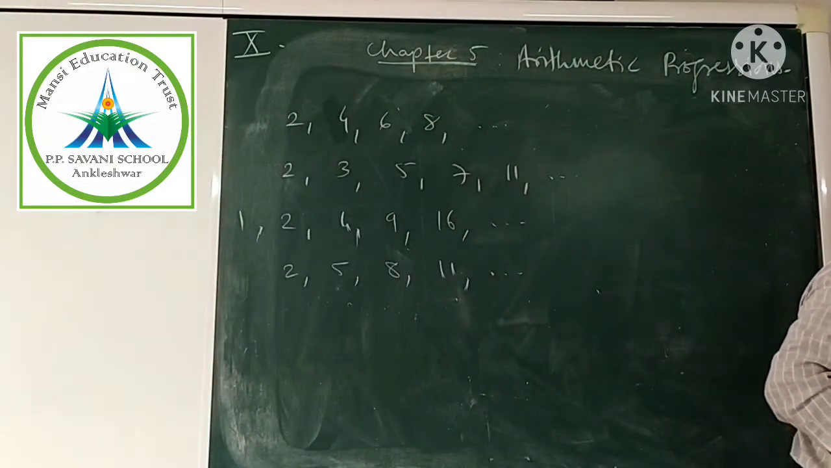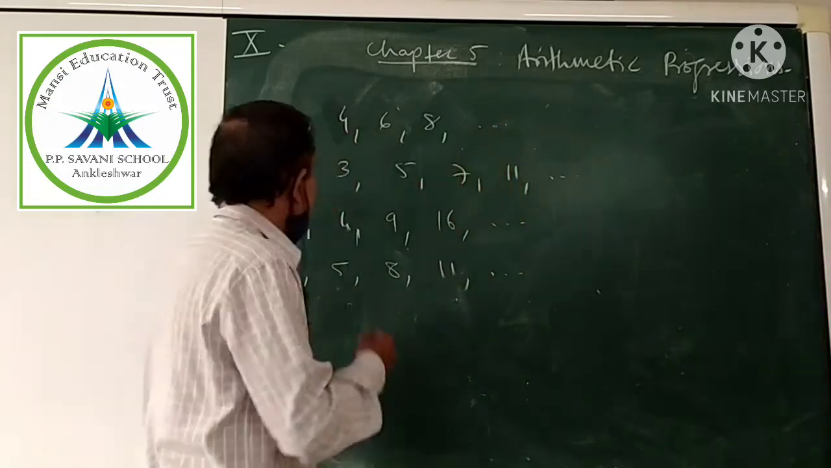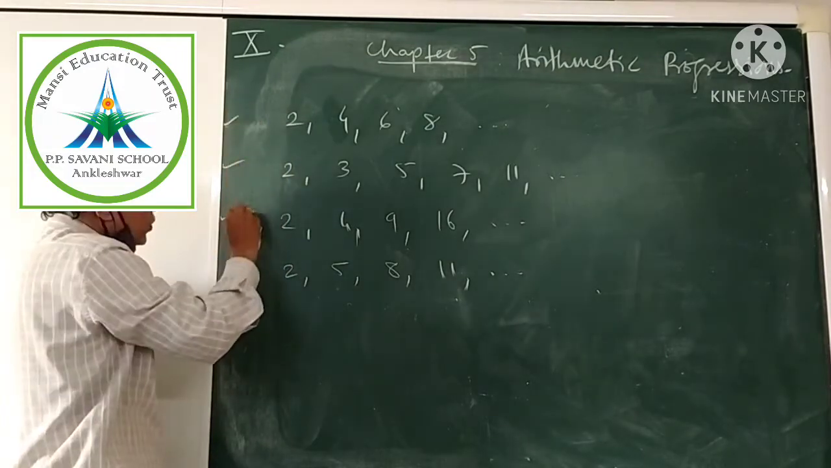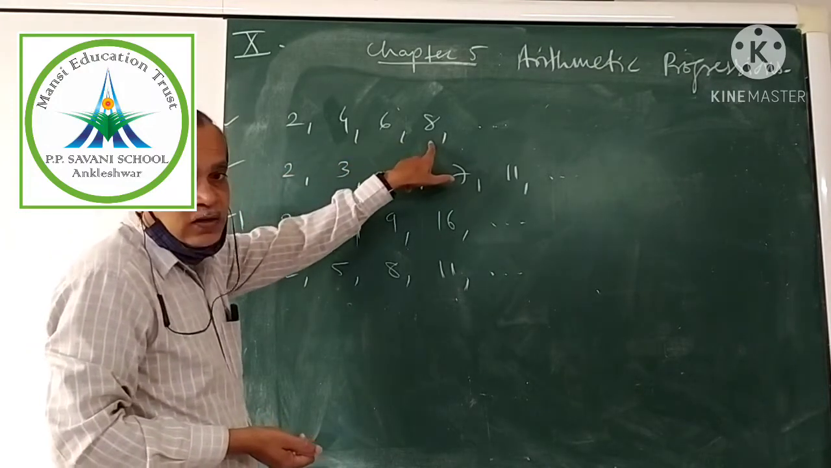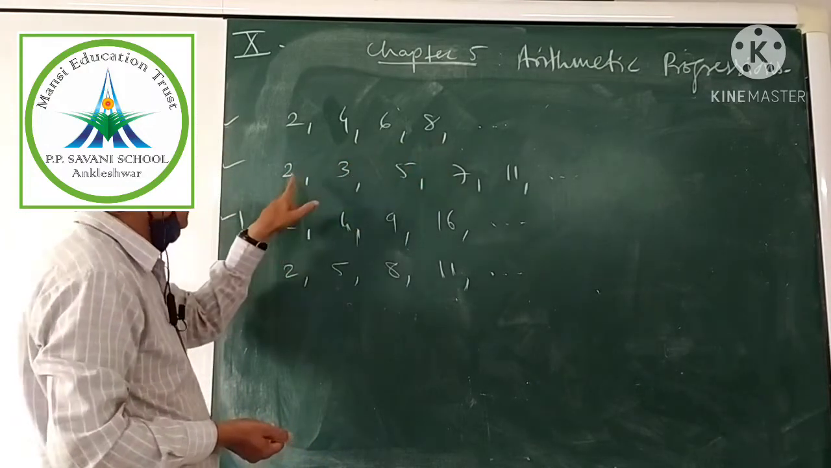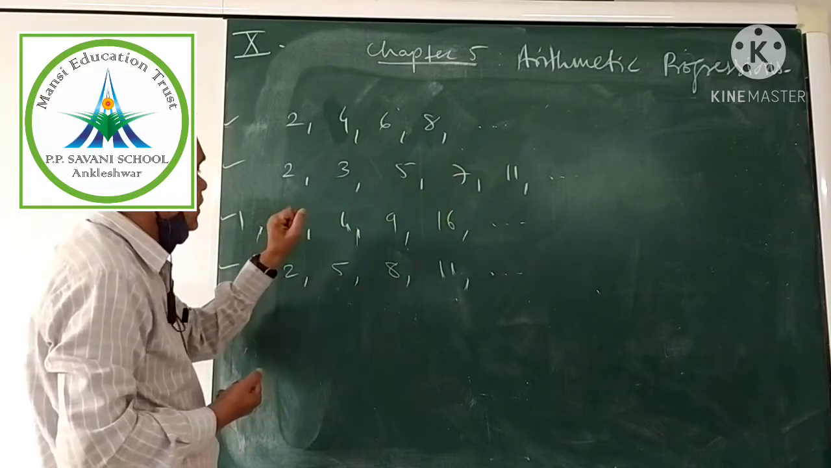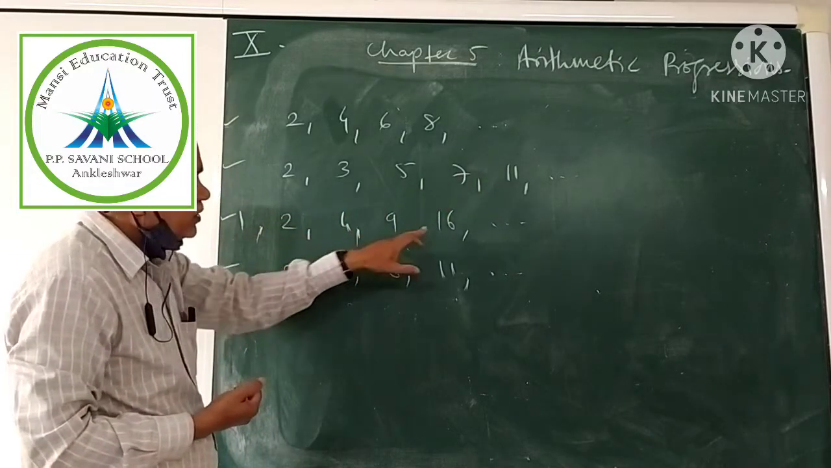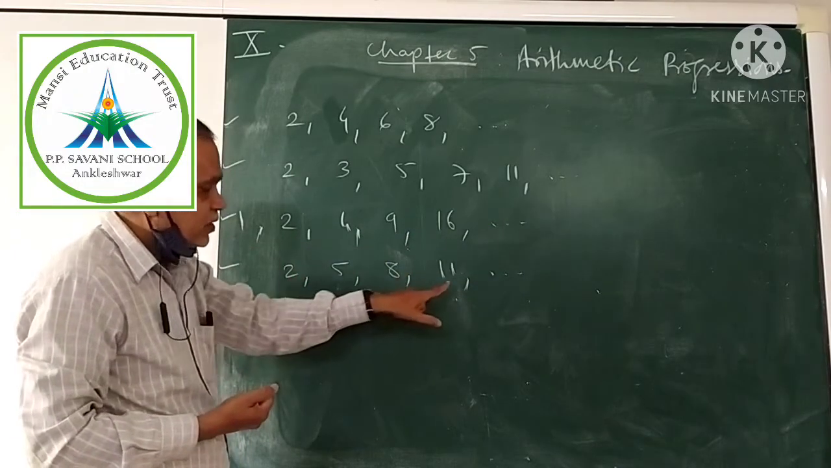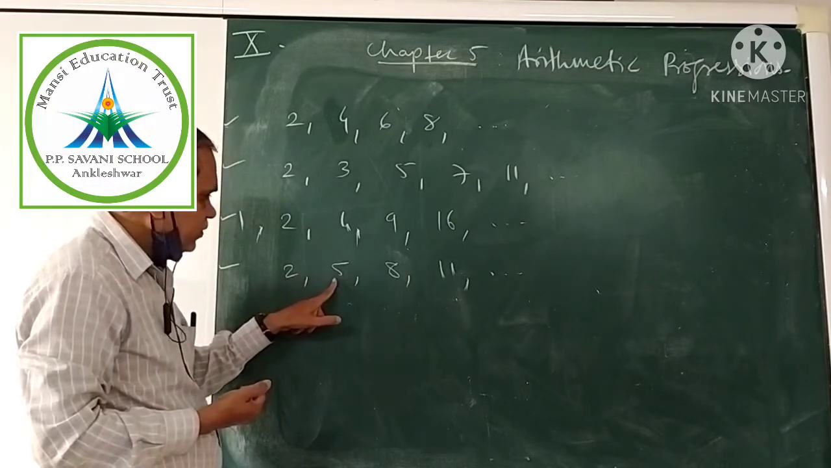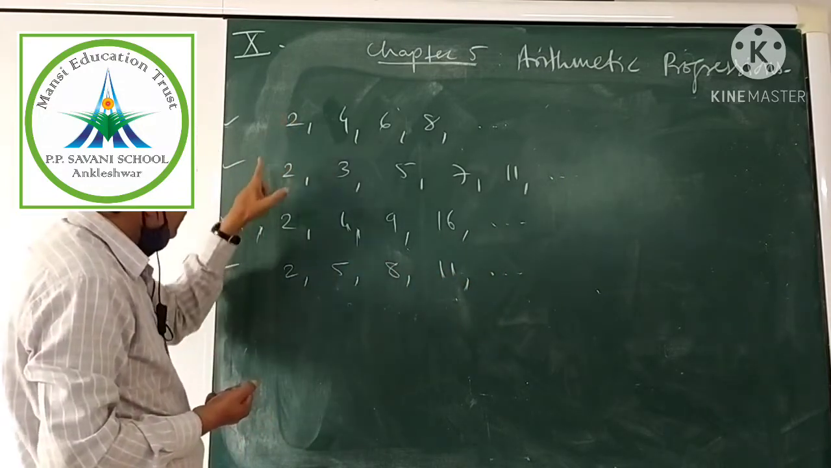See students, all these examples I have taken. Look here now, 2, 4, 6, 8 even numbers, right? 2, 3, 5, 7, 11 prime numbers. 1, 4, 9, 16 perfect squares. 2, 5, 8, 11: I have added 3. 2 plus 3, 5. 5 plus 3, 8. 8 plus 3, 11.